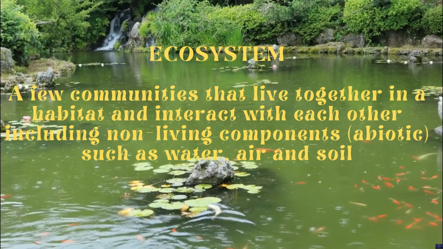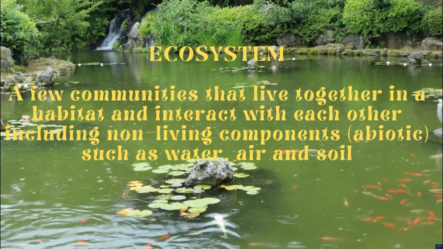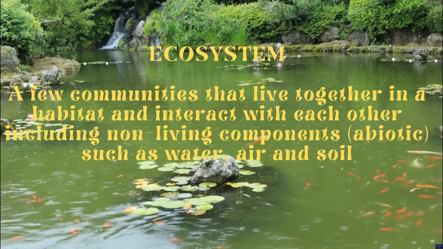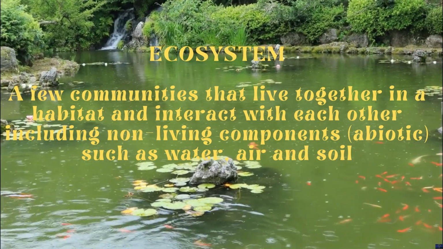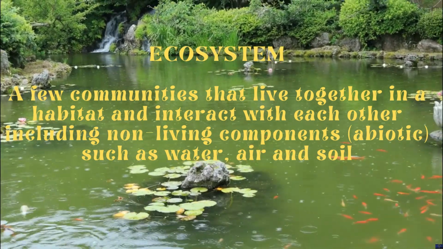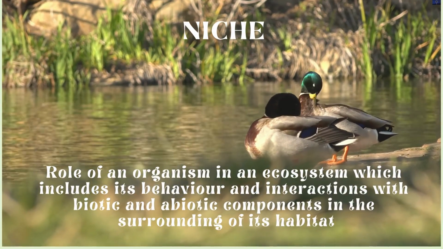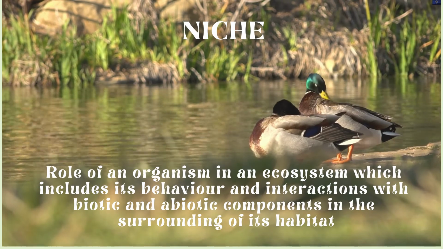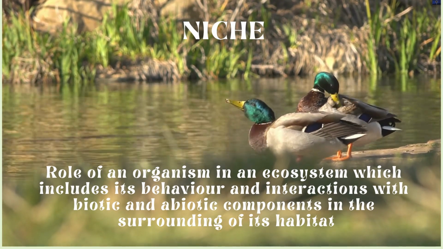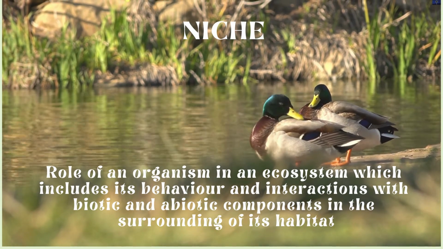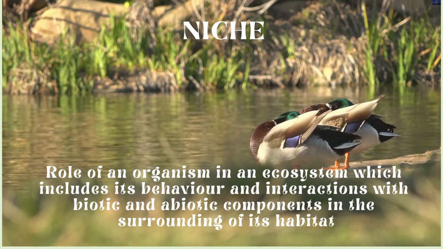An ecosystem is a few communities that live together in a habitat and interact with each other, including non-living components which are abiotic components such as water, air, and soil. How about niche? Niche is the role of an organism in an ecosystem, which includes its behavior and interactions with biotic and abiotic components in the surrounding of its habitat.